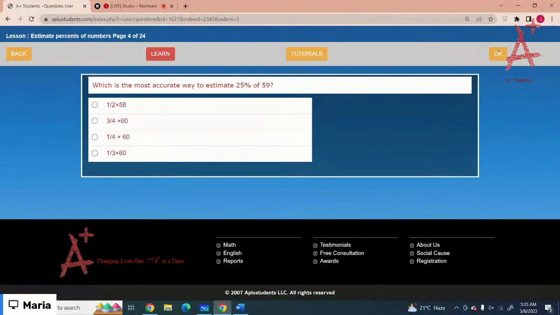Okay, the next one is 25% of 59. So 25% is 1/4 of 100, so it would be 1/4 of 60. 59 is rounded off to 60. Basically, you have to understand these percentages. 25% means 1/4. So it would be 1/4 of 59, rounded off to 60, because 60 is divisible by 4. Got it?